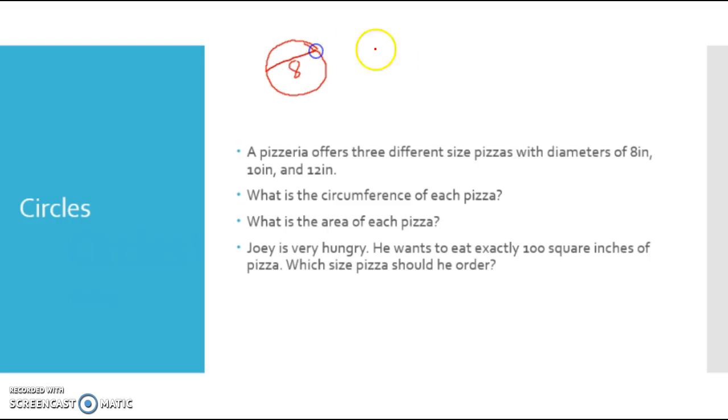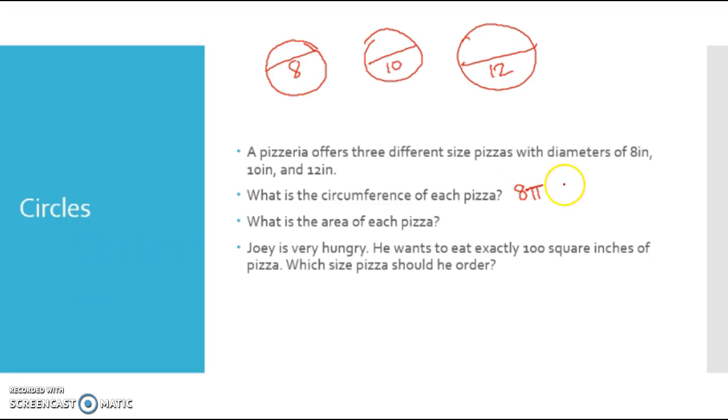We've got an 8-inch diameter, 10-inch, and a 12-inch. So first I want to find the circumference of each pizza. So circumference is 2 pi r, or pi times diameter. So for the small one, it's just going to be 8 pi. The medium one's a 10 pi. And then the large is 12 pi.